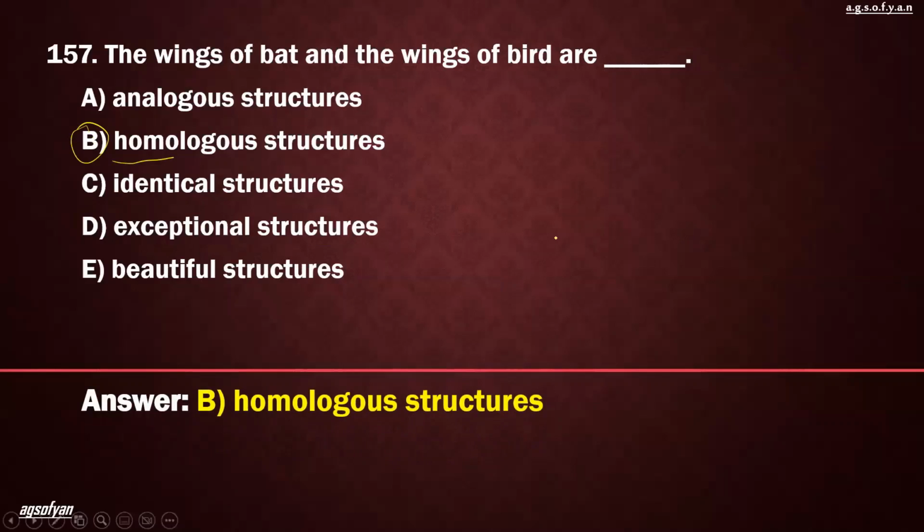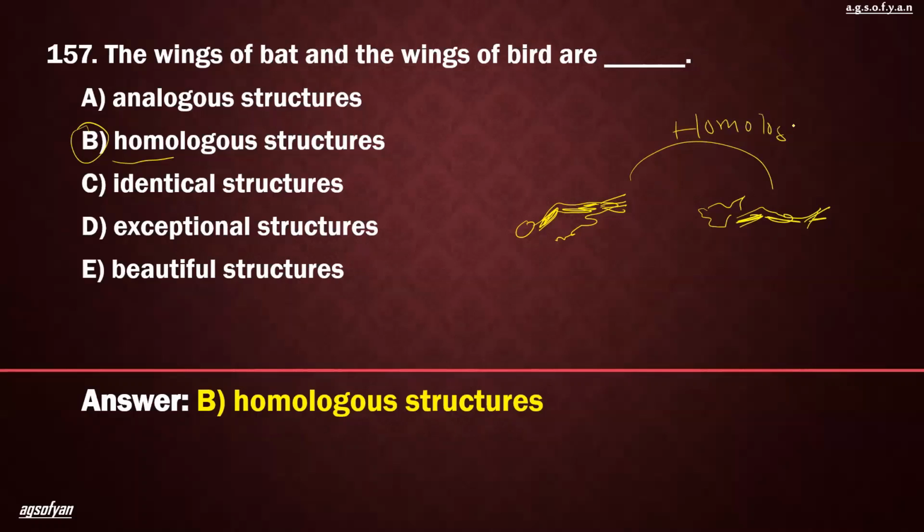Okay, now look at this, this is the bird. The wing has the humerus, radius, ulna, and then digit. The same thing with the bat. They also have humerus, radius, ulna, and digit. So this is what we call the homologs, the same structure.